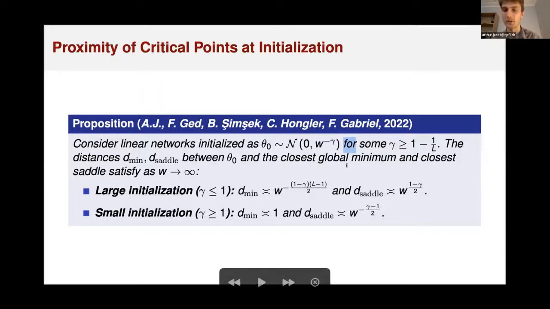Next question. What you presented with respect to saddles in the small initialization regime sounds similar to what Zikin presented. Can you draw a connection? I think that's similar to the previous question, right? So thank you so much. Marco, do you want to ask your question?